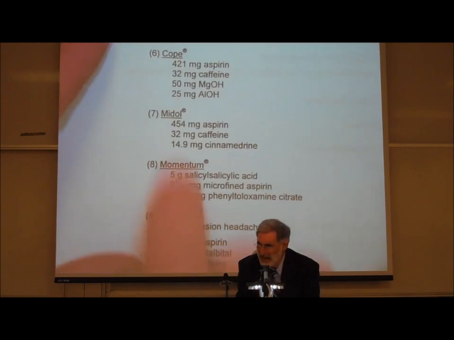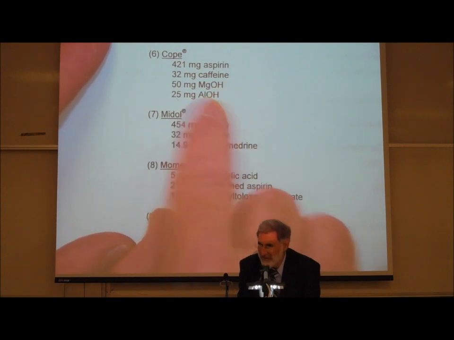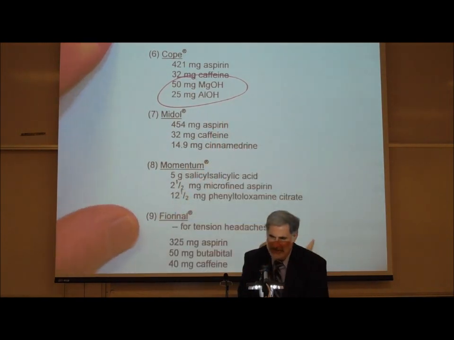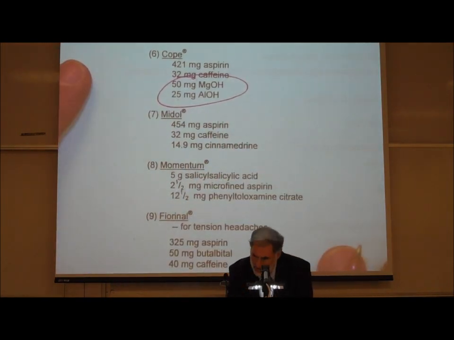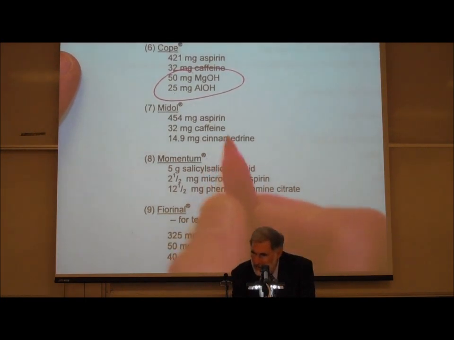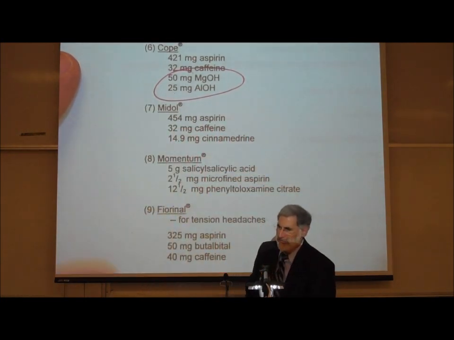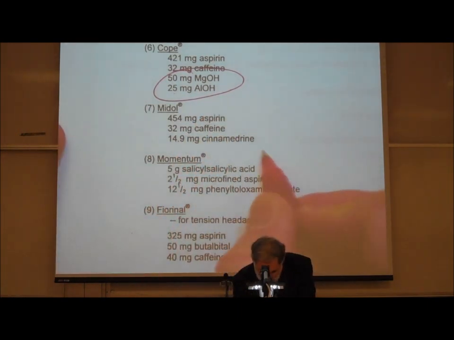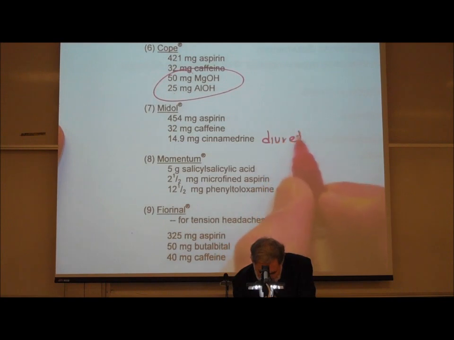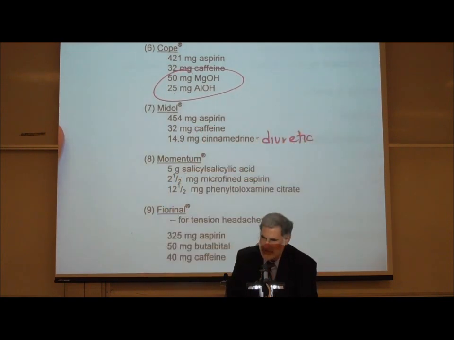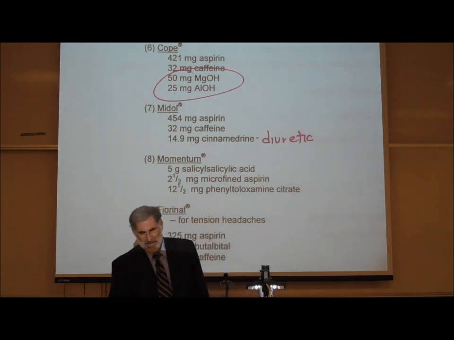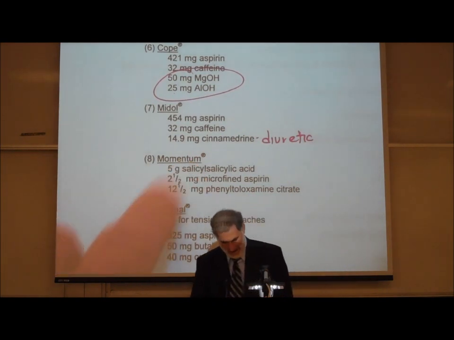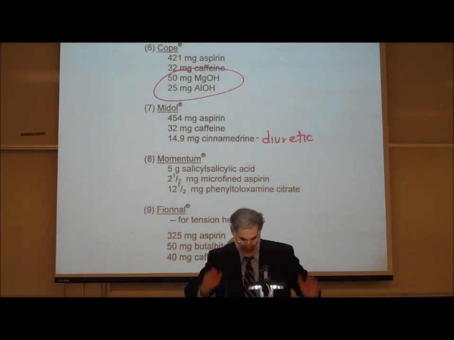You may have heard of Bufferin's cousin, Cope. That's got aspirin and caffeine, and these are buffers: magnesium hydroxide and aluminum hydroxide. These are actually the same ingredients that are in Tums and in Maalox. Midol, the original formulation, they've changed the formulation. The original one had aspirin and caffeine and cinnamedrine, which is a diuretic. All they did is change it from aspirin to Tylenol, acetaminophen. But they put a little caffeine in, and they put a diuretic to reduce, quote, bloating, to whatever extent it does that.